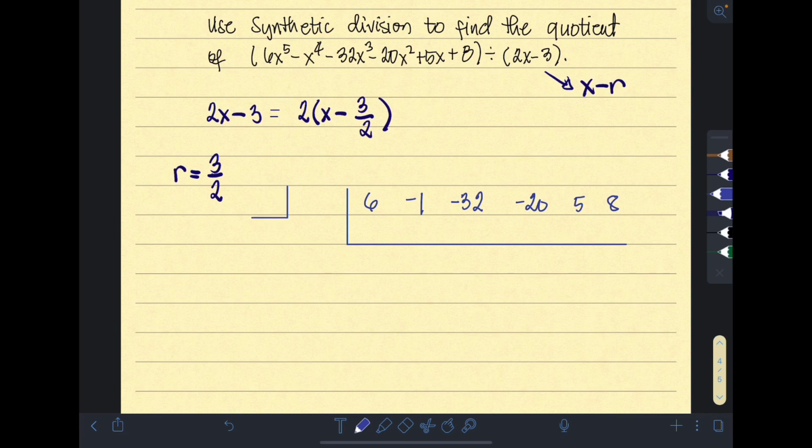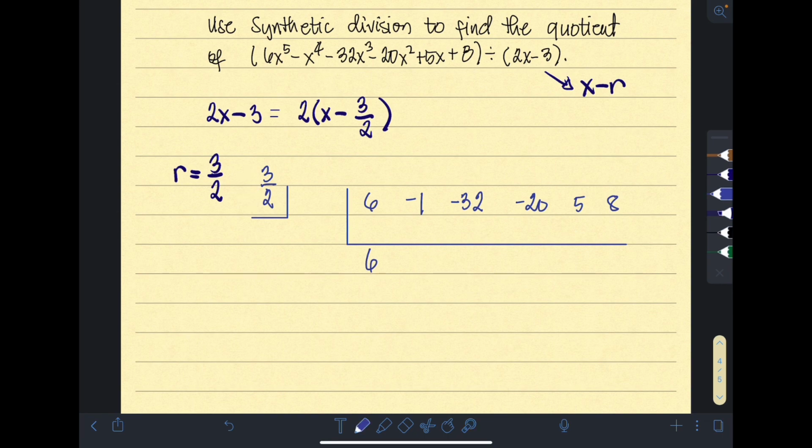Our r in this case is 3 over 2. Okay, first step, bring down the leading coefficient. You have 6. Next step, 6 times 3 over 2. Remember your lessons in fractions: when you multiply a whole number by a fraction, you multiply the whole number to the numerator and then divide it by its denominator.